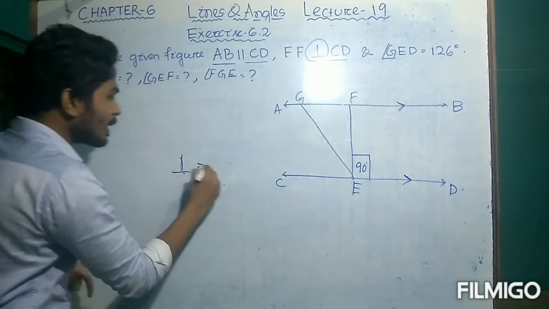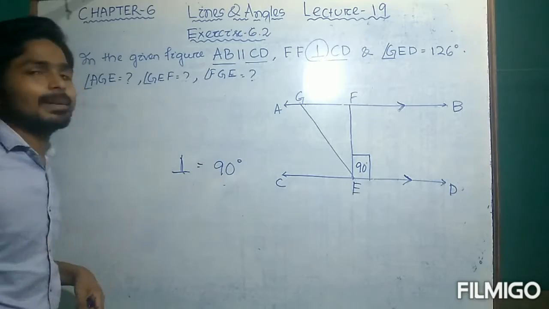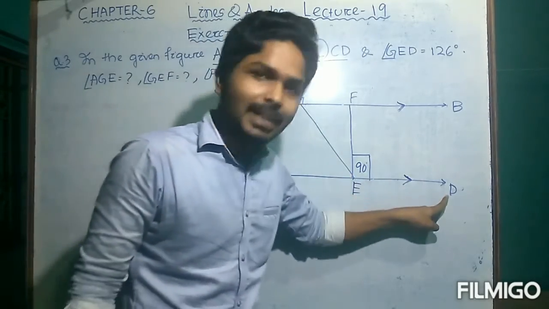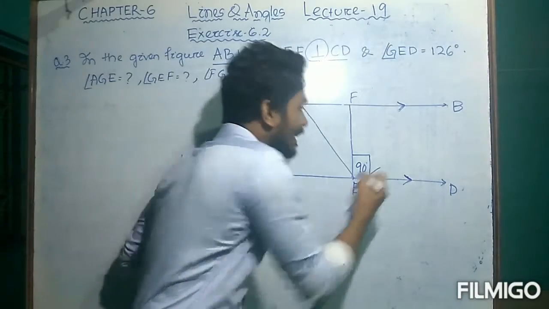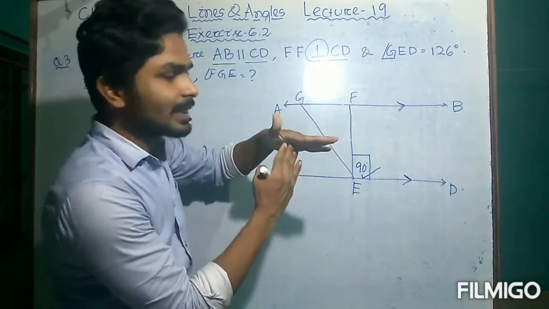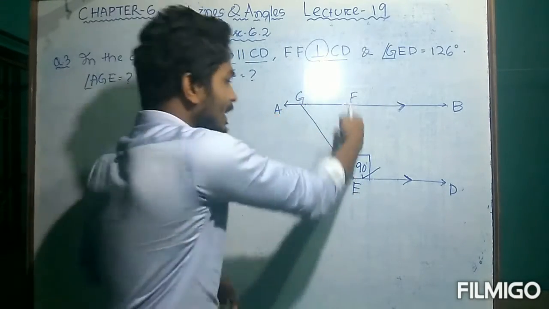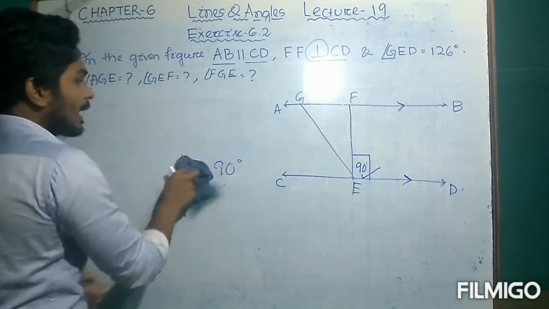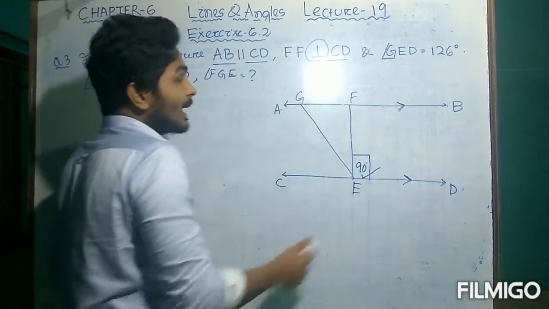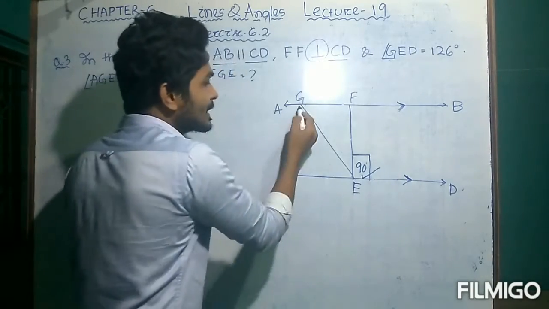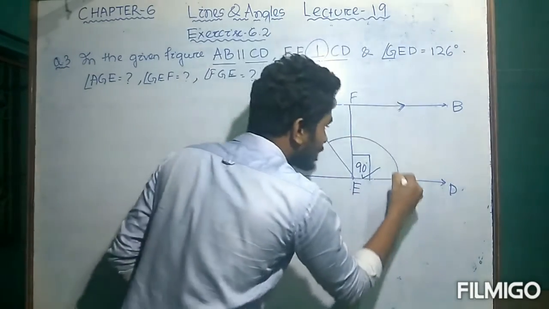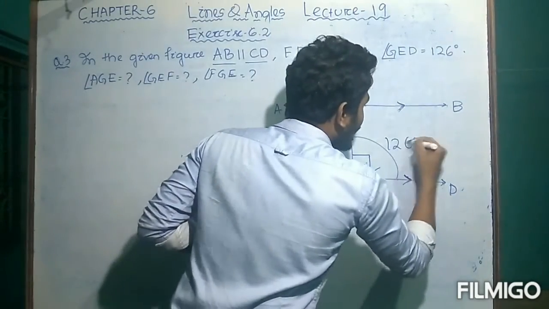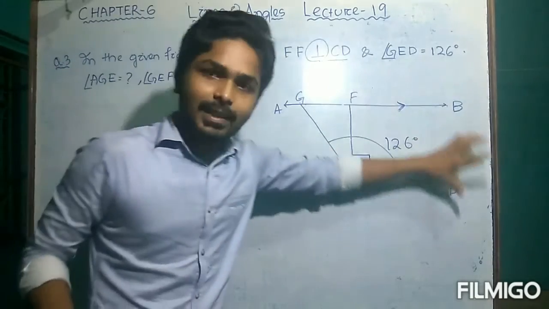What is the meaning of perpendicular? Perpendicular means 90 degrees. So it means the line EF intersects the line CD at an angle of 90 degrees. They are like this. Understood? Next, it is given that the angle GED, the total angle, is equal to 126 degrees. These are the basic data that has been given in this figure.